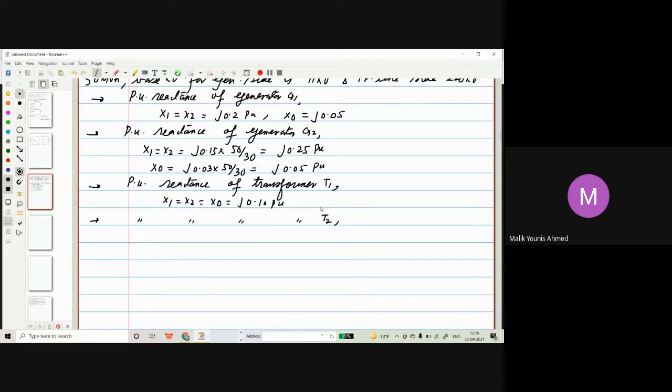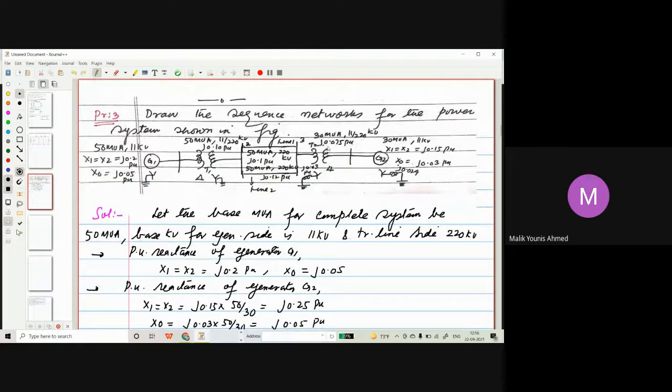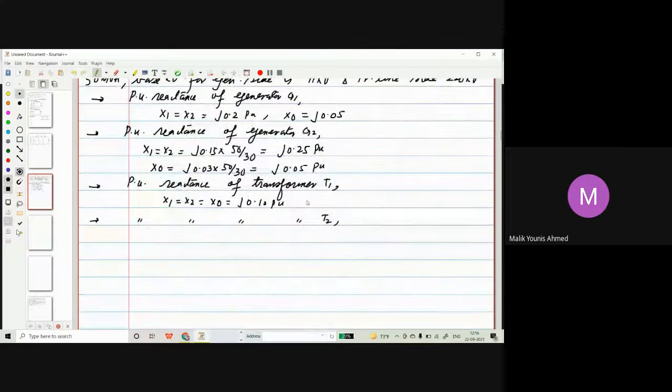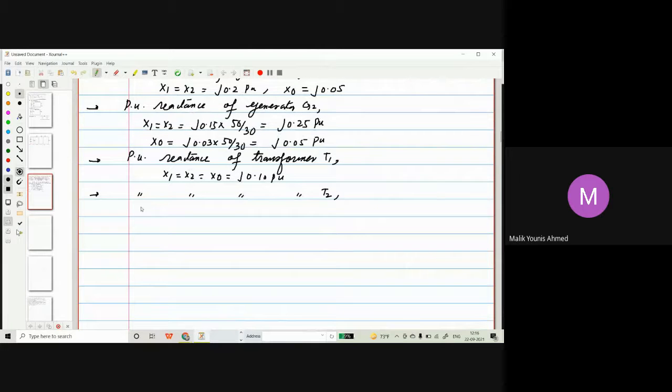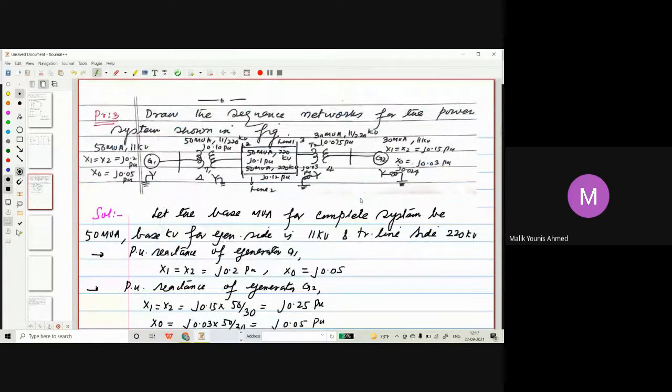Let's see what that T2 transformer is. It is the same J0.05, but it is on the old MVA basis of 30 MVA, and now we have 50 MVA. So X1 will be equal to X2 will be equal to X0 will be equal to J0.075 times SB new divided by SB old, but the voltage is the same, so we are not mentioning it. That gives 0.125 per unit. Okay, we have got it for transformer T2 also. Per unit reactance of transmission line, it is J0.1.